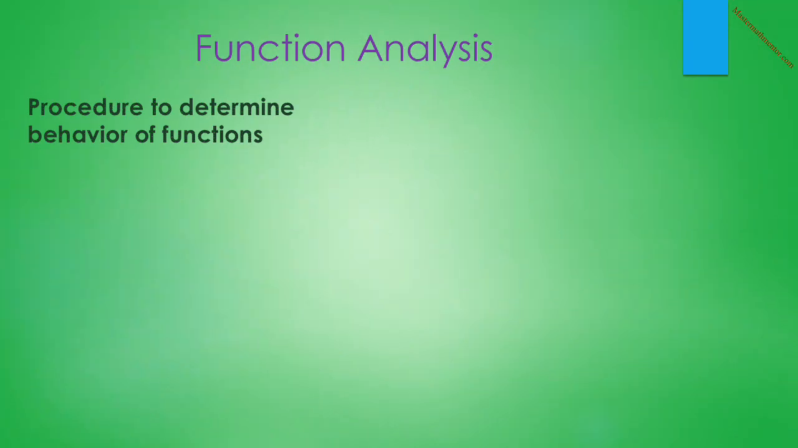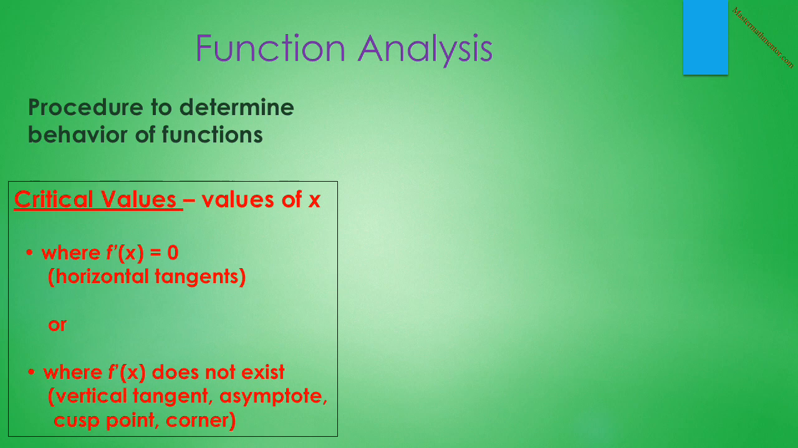In trying to determine the behavior of functions, whether they're increasing, decreasing, have horizontal or vertical tangents, it is best to go through a procedure. We will outline that now. First, we need to define a term called critical values. Critical values are values of x where one of the following is true.